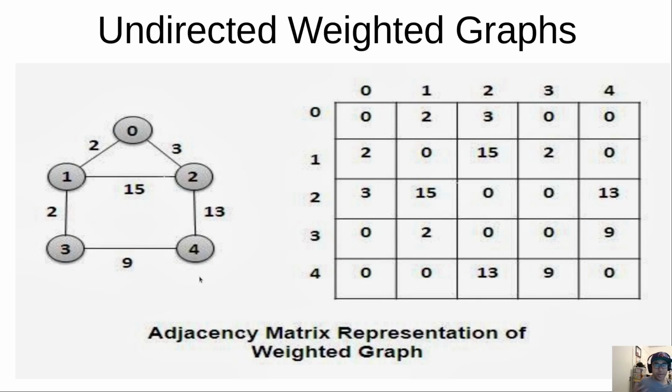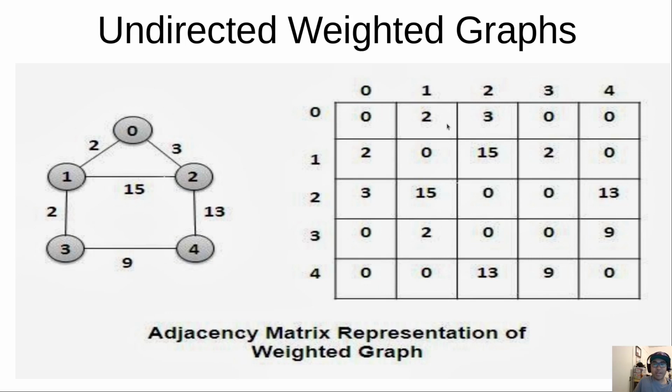So this is an undirected weighted graph. Here the edges have values. In the previous slides, we put 1 to represent the edge. We only put 1 there if the edge has no weighted value. But now the edges do have weighted values. So let's look here. 0 to 1, and this is undirected. Right over here, the edge has a value of 2.